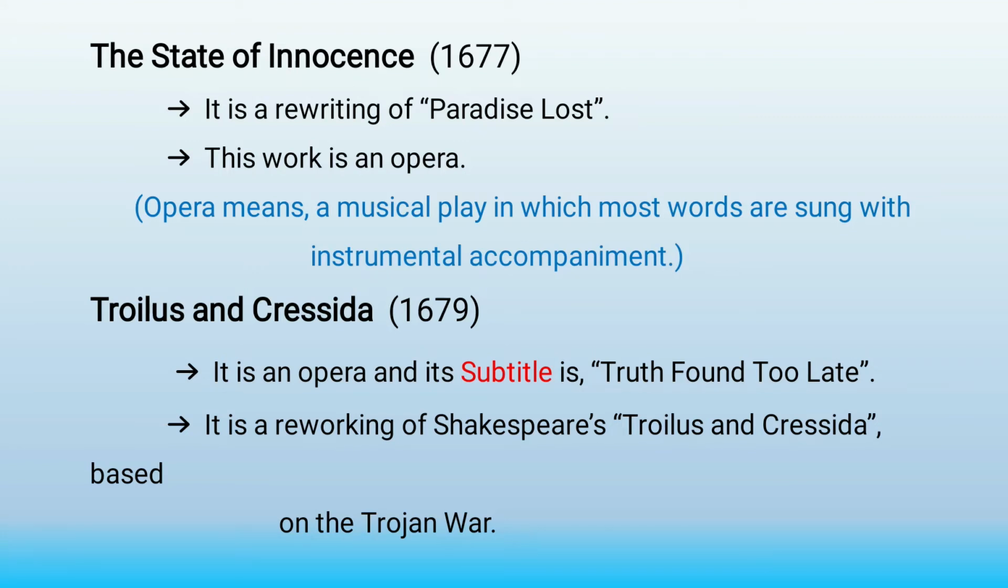So let's see the next work, Troilus and Cressida, published in the year 1679. It is an opera, and its subtitle is Truth Found Too Late. So we may get a question like, what is the subtitle of the play Troilus and Cressida by John Dryden? We have to say it is Truth Found Too Late. And this particular work is a reworking of William Shakespeare's Troilus and Cressida, which is based on the Trojan War.